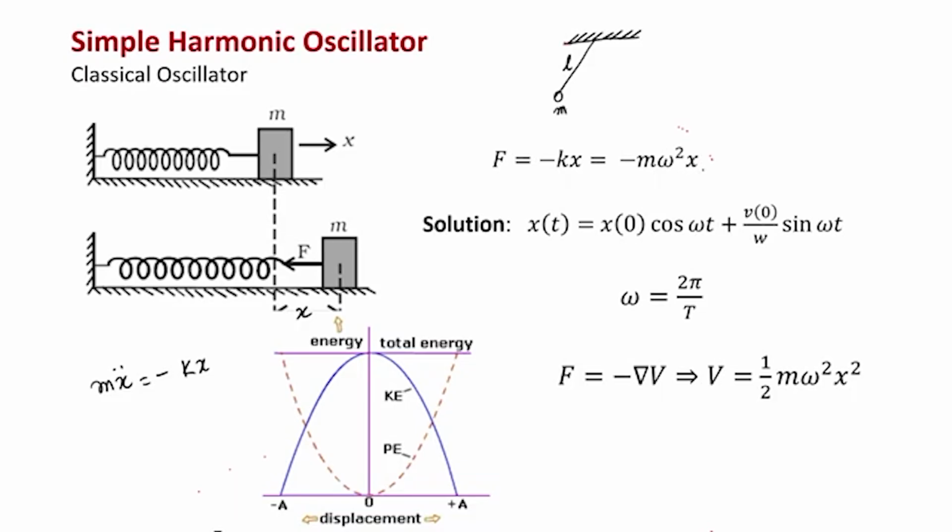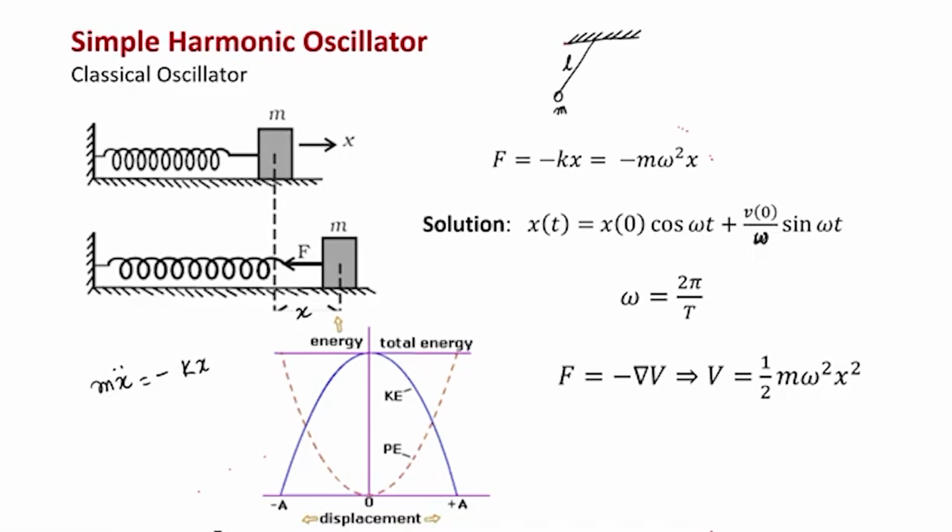Here k is nothing but m omega square, and that gives you the solution x of t equal to x of 0 cos omega t plus v 0 divided by omega sin omega t, where omega is given in terms of the time period as 2 pi over T. The force can be written as a negative gradient of a potential, so it is a conservative force. The potential corresponding to this is half m omega square x square, which is a simple parabola. You are very familiar with this, so I am skipping all of that.